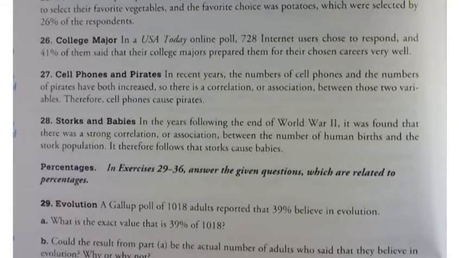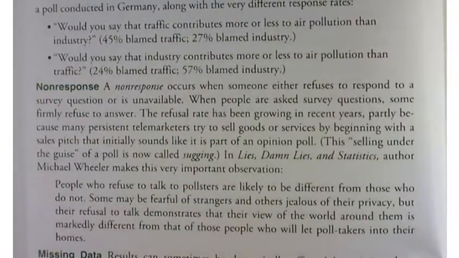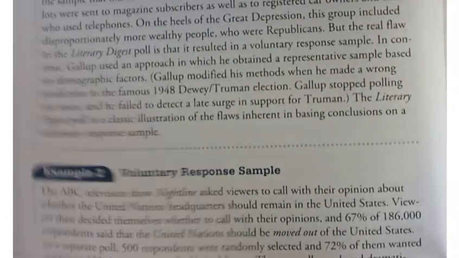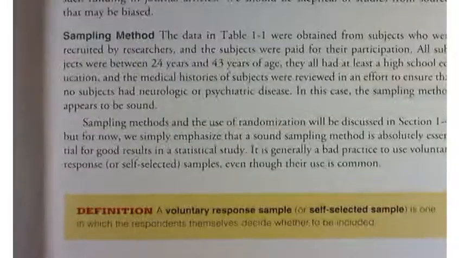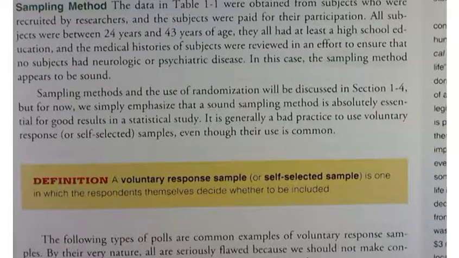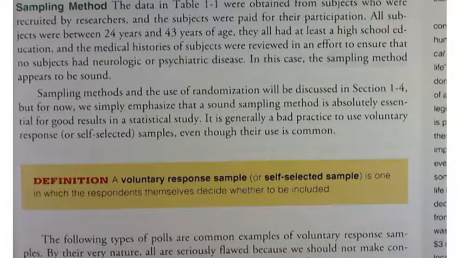Another problem that you have with a lot of data is something called a voluntary response. And the definition for that's on page 7. So let's look back there, page 7. Voluntary response. A voluntary response sample, or self-selected sample, is one in which the respondents themselves decide whether or not to be included.